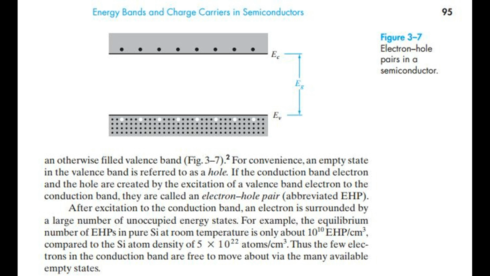After excitation to the conduction band, an electron is surrounded by a large number of unoccupied energy states. For example, the equilibrium number of electron-hole pairs in pure silicon at room temperature is only about 10 billion electron-hole pairs per cubic centimeter, compared to the silicon atom density of 5×10^22 atoms per cubic centimeter. Thus the few electrons in the conduction band are free to move about via the many available empty states.